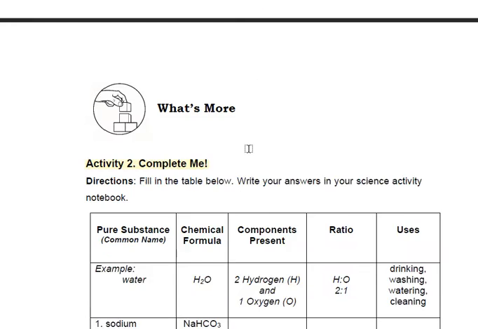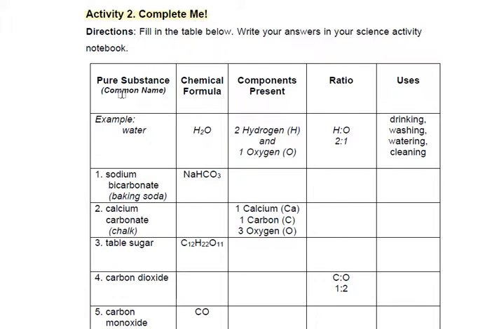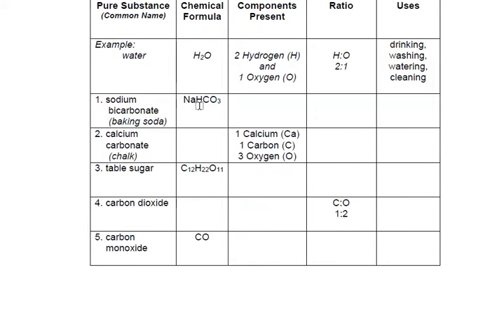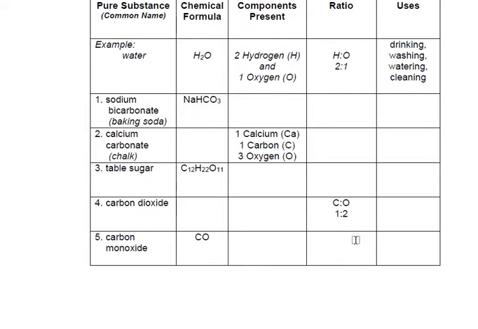Alright. And then you have to answer activity number 2. Complete me. Directions. Fill in the table below. Write your answers in your yellow pad paper. Copy and answer. Okay? So, example, water, chemical formula, component present are 2 hydrogen atoms and 1 oxygen. Ratio, 2 is to 1. And then, what are the uses of water? So, what is water for? So, here, drinking, washing, watering, cleaning. So, this is the example. Just follow it. You have 5 items there.